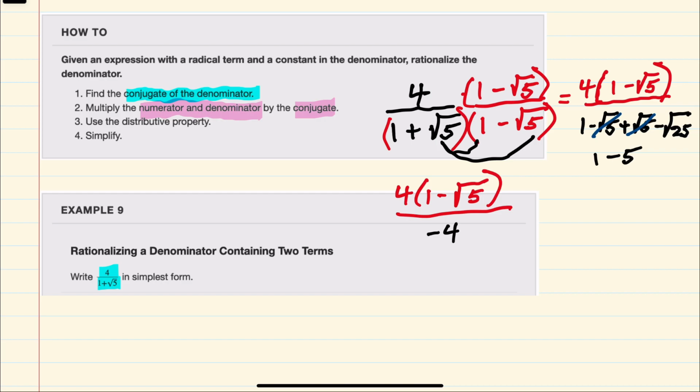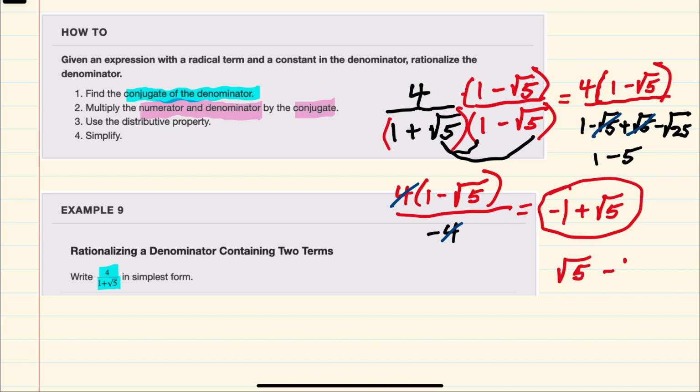And this is where it's helpful that I haven't done the distribution in that numerator yet, because now I can see that this 4 cancels the 4 in the numerator. I'm essentially here just dividing by a negative 1, so that will change the signs. 1 divided by a negative 1 will be negative 1. The negative square root of 5 divided by negative 1 will be positive square root of 5. And this is our simplest expression. Of course, we could write this as the square root of 5 minus 1 as well.